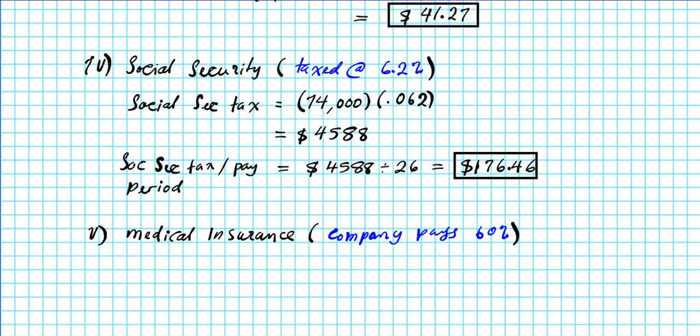So if Maria's company pays 60% of her medical insurance every year, how much does she pay? What percentage is her responsibility? Maria pays the following percentage. Full payment, 100%, minus what the company pays. So she is responsible for the difference, which is 40%. So she pays 40% of the premium every year for medical insurance.